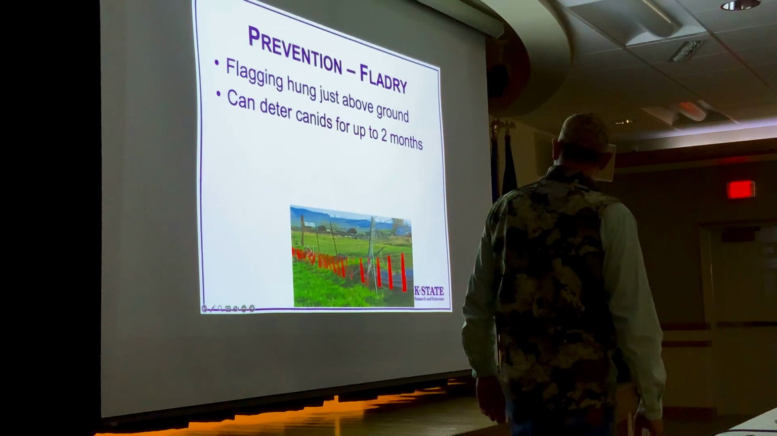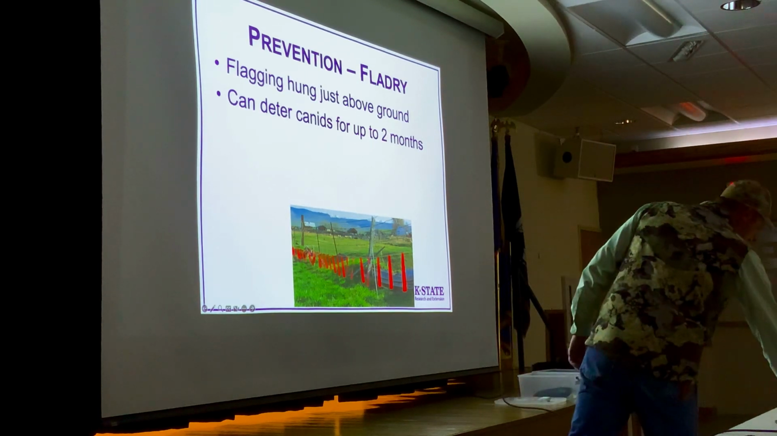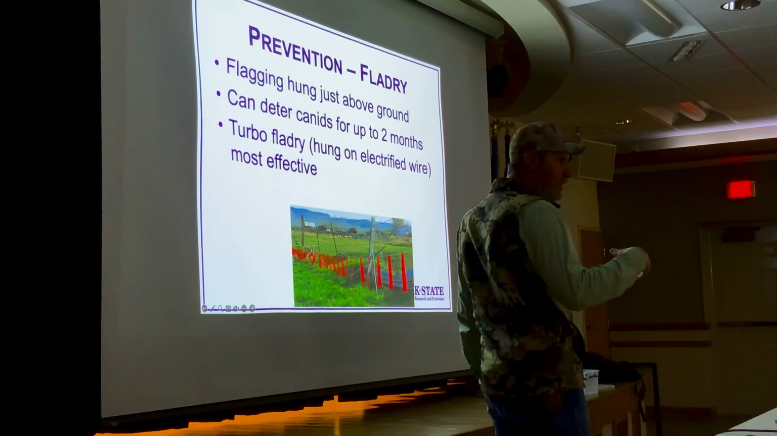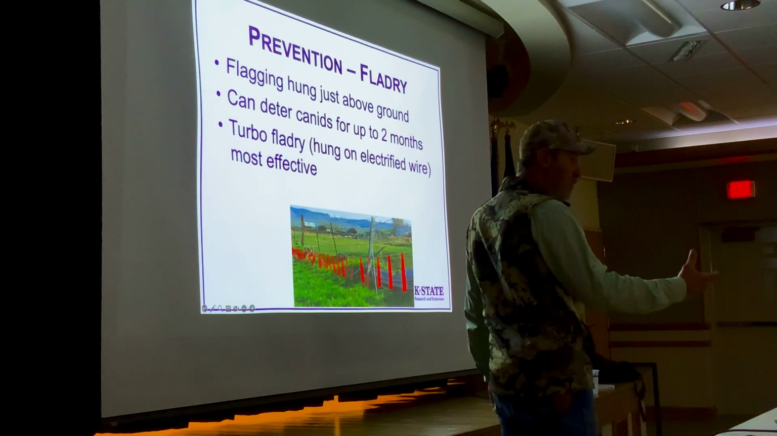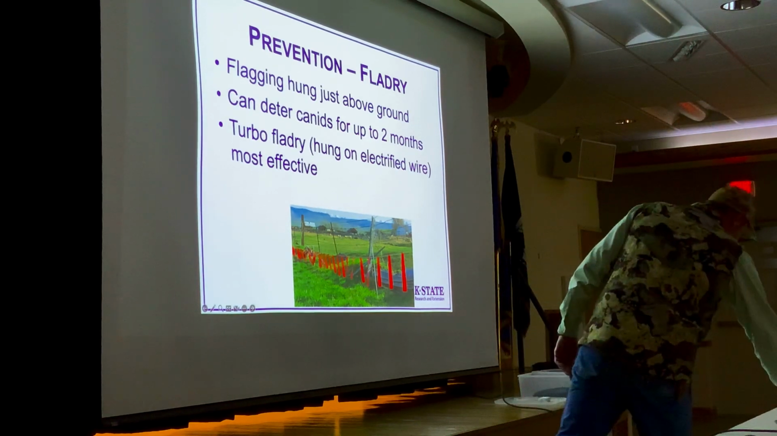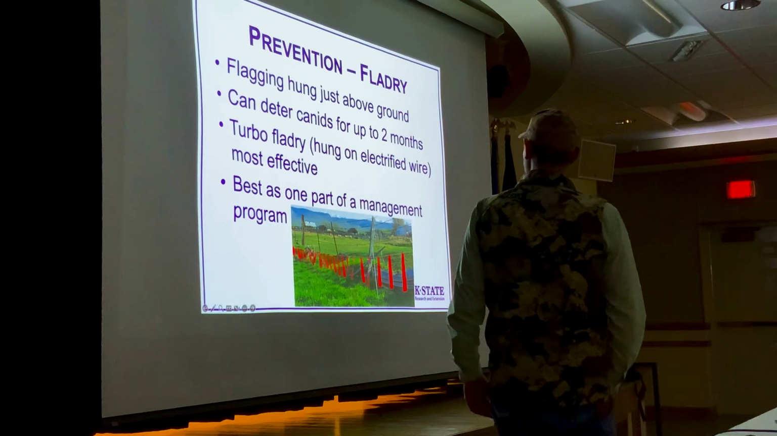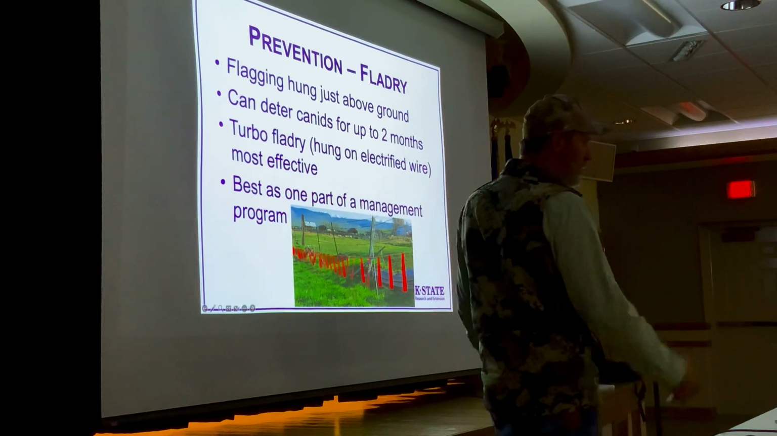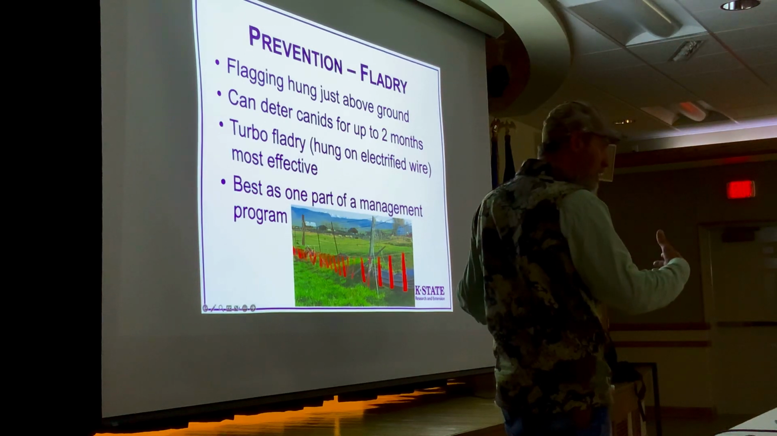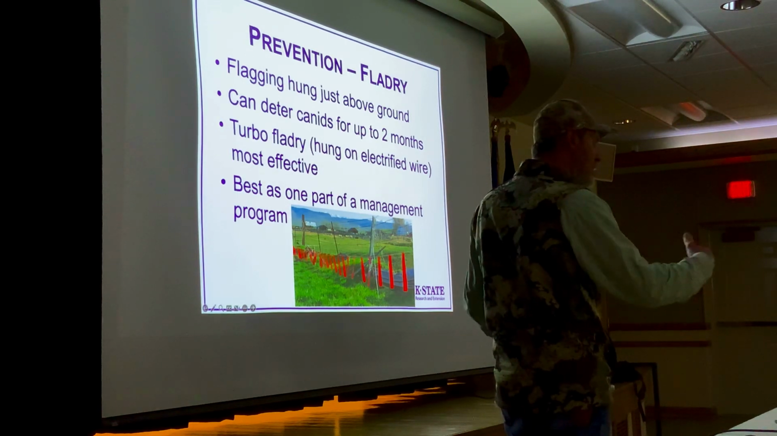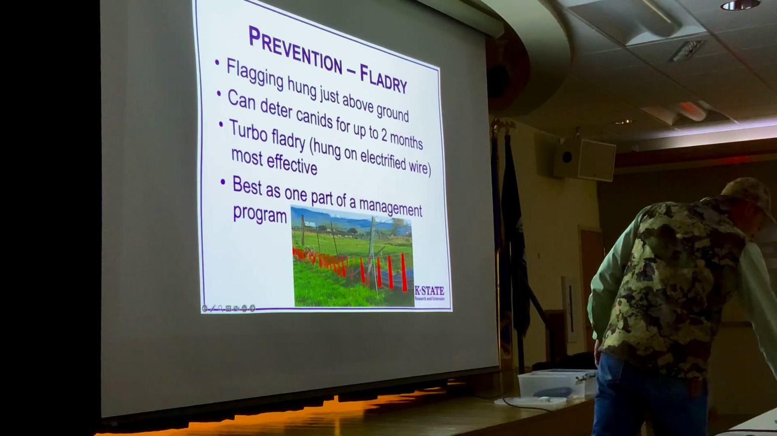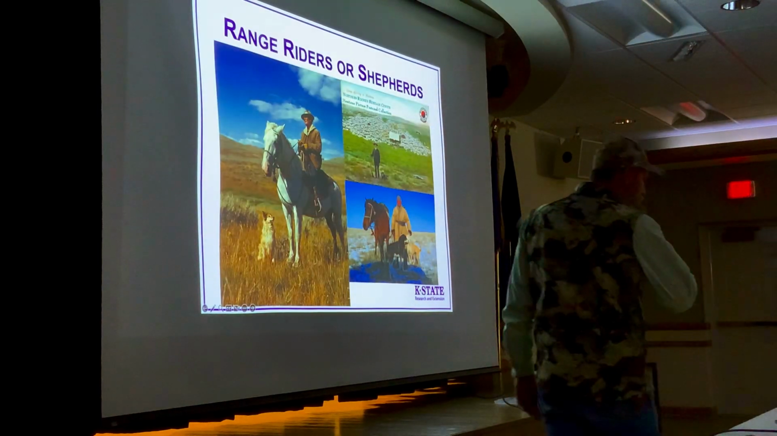It's much, much more effective if you use what they call turbo flaggery, where that wire is electrified so that it's not just scary. When they do try to cross it, it bites them. This isn't an end-all be-all, but it's one part of a management program. Let's say where you are calving, you don't have a choice where else to go. This might be something you could do around the boundary of where you're calving to reduce the coyote activity.